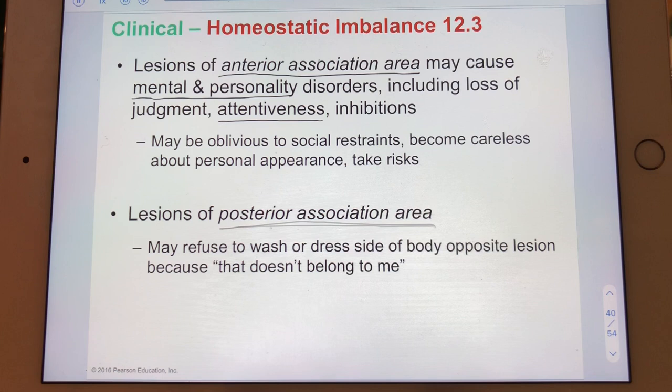Let's say someone has damage just to their posterior association area, which presents in such a fascinating way. If someone has damage to their posterior association area, they're likely to have difficulty associating half of their body with themselves. And that may surface as a reluctance to wash or clothe or care for that side of the body. So, like, they might stop cutting the nails on that side of the body. They might stop washing that side of the body. They might not bother with sock and shoe on that side of the body. Why? Because that doesn't belong to them. Isn't that fascinating? I love this stuff.